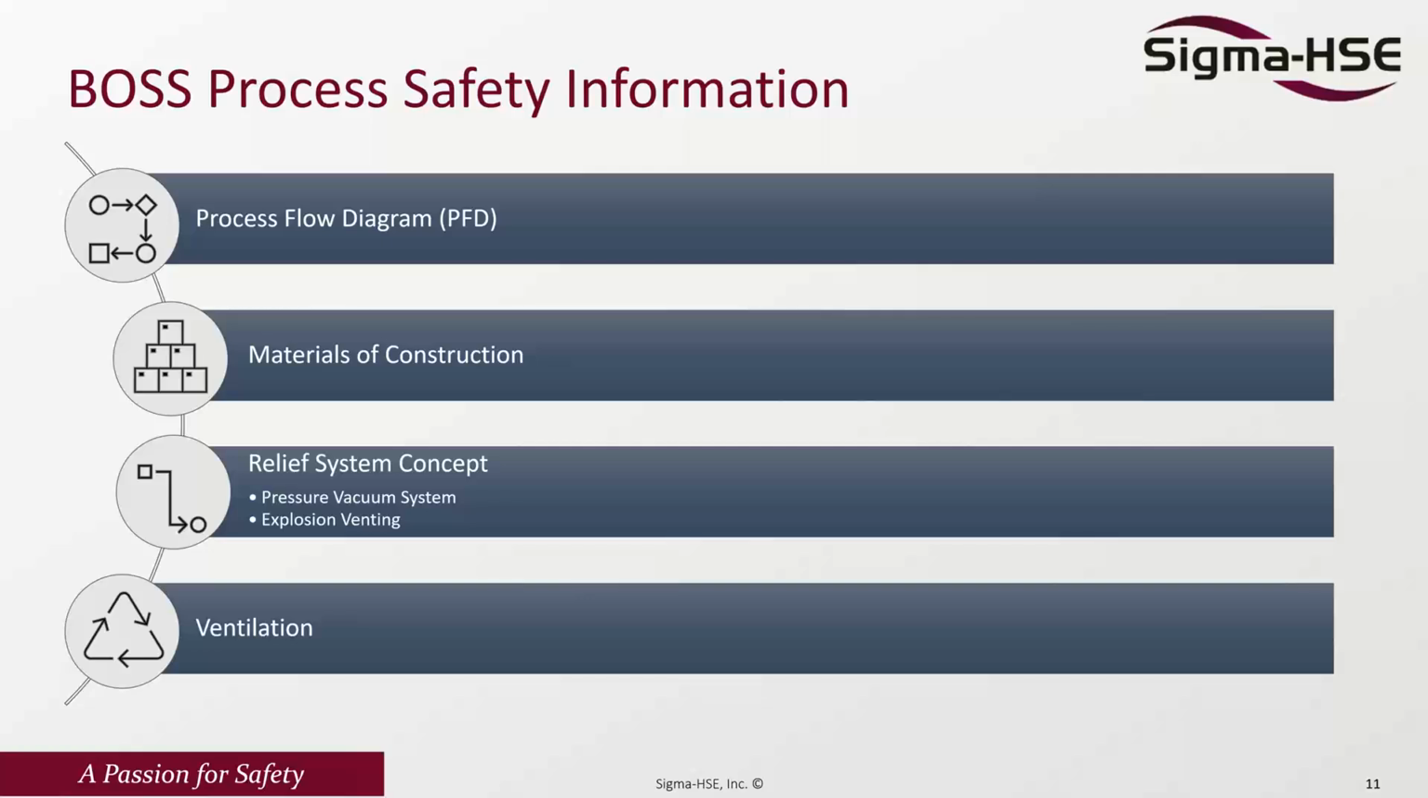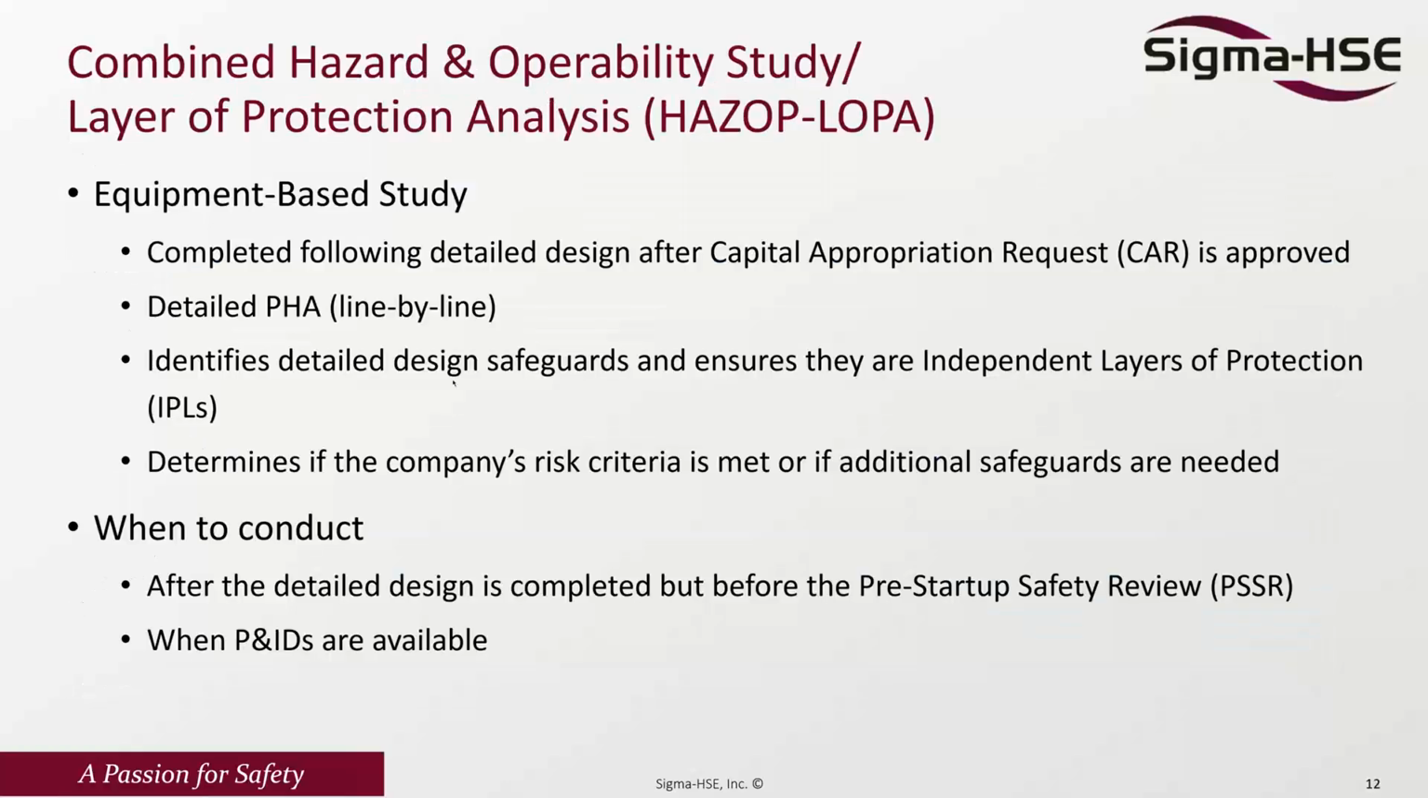The more information that you have at this stage of the project, the closer your estimate will be to request enough funding to complete the project. After the process safety information is put together, you will also be developing a list of additional process safety information that you will need for the next stage, which is a HAZOP and LOPA, or a combined HAZOP-LOPA.